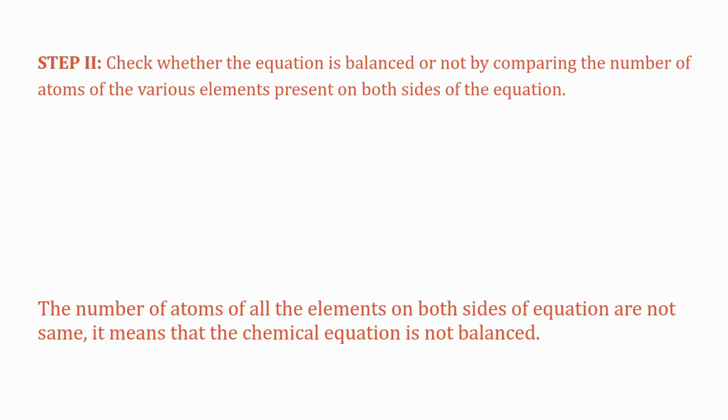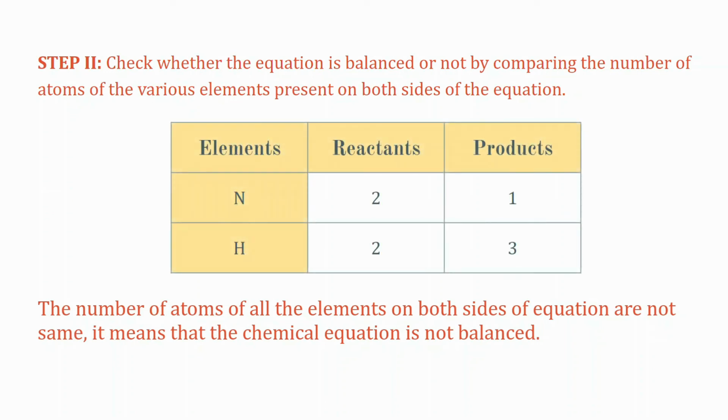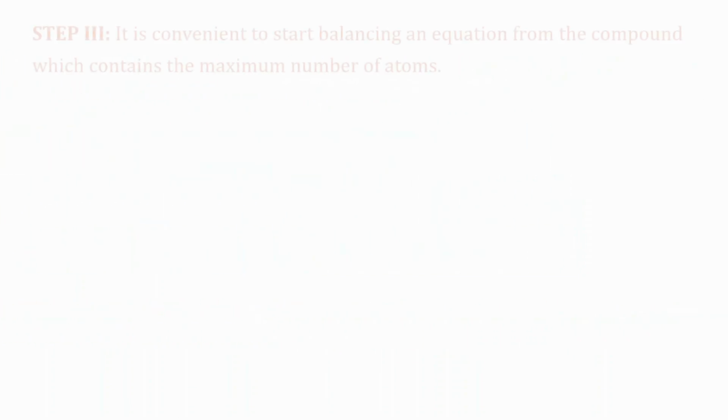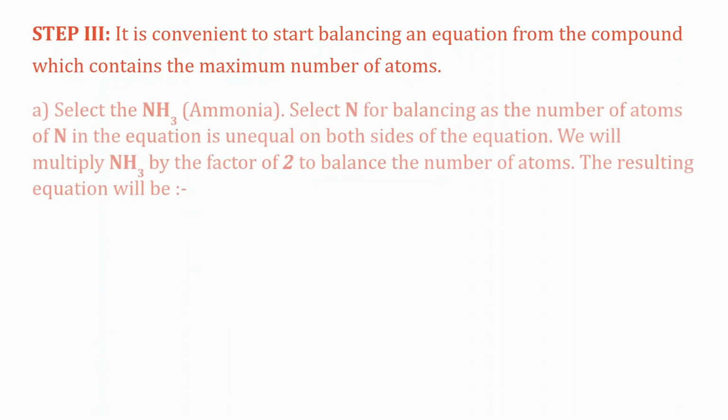Now in step 2, as you know, you have to make a table of reactants and products of the elements that are there in the reaction. Now you have nitrogen and hydrogen. See how many atoms are there on the left hand side and how many on the right hand side. You can see that they are unequal. So you select ammonia because that has the maximum number of atoms. As I told you in the last example, you have to take the first molecule or atom which has the maximum number of atoms. So select N for balancing.